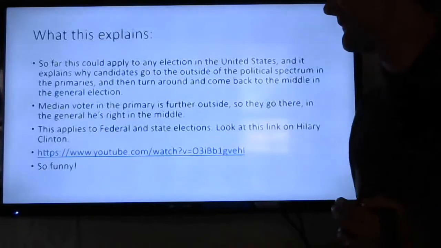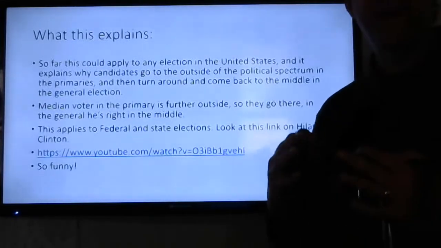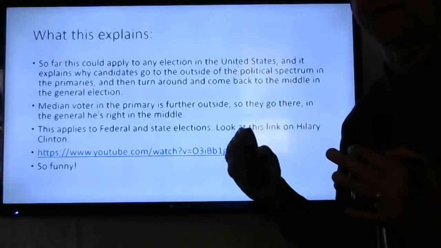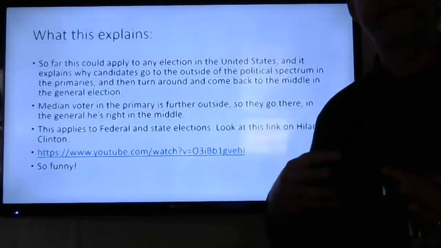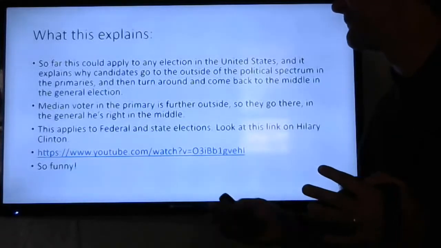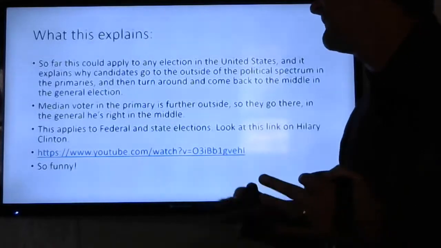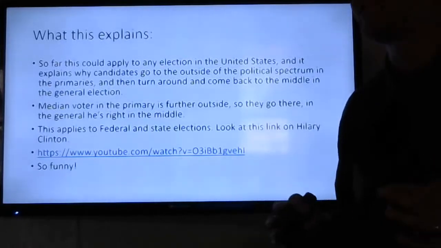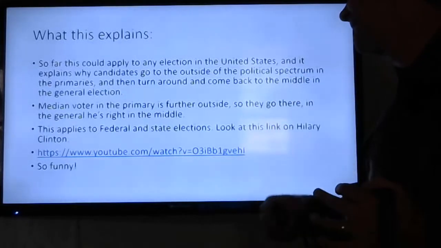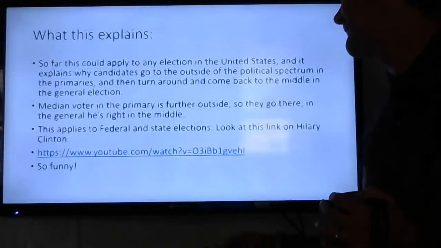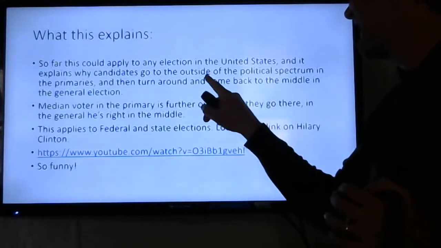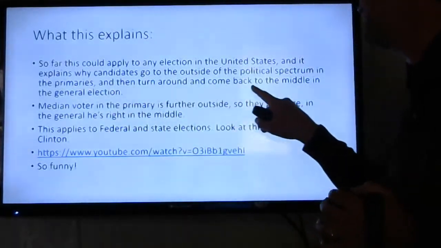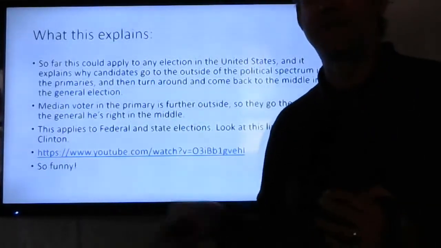What this explains so far, what I've said, applies pretty much to any election in the United States and many worldwide, not every single one, because there's some differences later we'll get into in how people vote that sort of affect this story. But for the time being, this applies pretty much to most elections, okay? And it explains a lot of important stuff for us. It explains why candidates go to the outside of the political spectrum in the primaries and then turn around and come back to the middle in the general election.